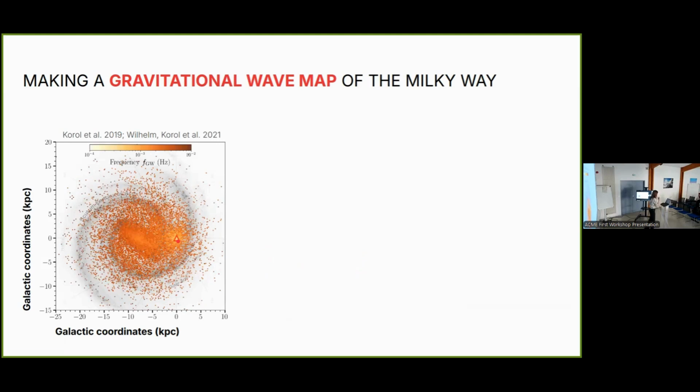And let me now overplot LISA detectable binaries here, color-coded by frequency. This is one of my favorite plots because you can really see that we can use these binaries to trace the structure of our galaxy. We can trace the structure not only in the central region, where electromagnetic observations struggle to see at low latitudes because of dust extinction and stellar crowding, so we can really look through the galactic disk, but also map the other side of the galaxy, which is even harder to do with electromagnetic observations.